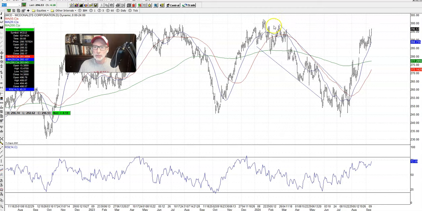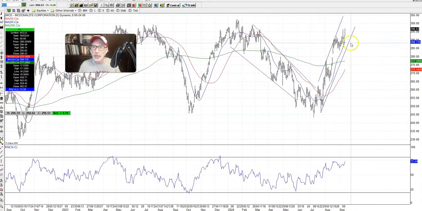It's almost all the way back to where it was before the downtrend started. So you can also say now McDonald's is in this channel. It's in an uptrending channel. So if you want to get bullish on McDonald's now, then you would wait for it to pull back a little bit to either the 20-day moving average or to the bottom edge of the up channel.